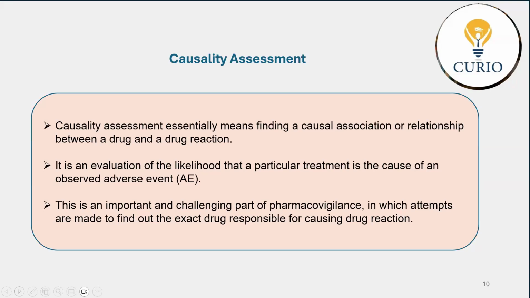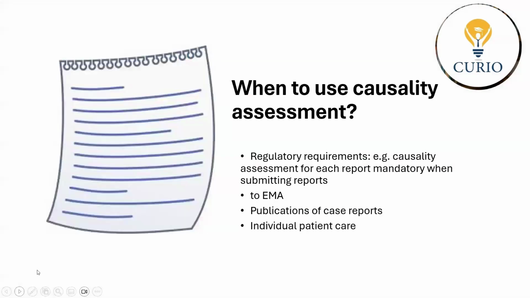This is an important and challenging part of pharmacovigilance, in which attempts are made to find out the exact drug responsible for causing drug reactions. In the case when you are taking multiple drugs and experiencing some adverse event, you cannot conclude which drug is responsible for that event. That can be done through this causality assessment. Now, coming to the next slide.